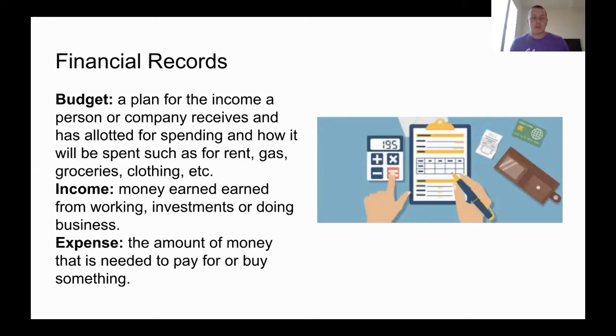And there's two different types of things we can record with our budget. We can record income or expenses. Income is the money earned from working, investments, or doing business. I just noticed that I wrote earned twice. That's awkward, but we're just going to flow with it. Expense is the amount of money that is needed to pay for or buy something. So income is money that you're making. Expenses are money that you're spending.